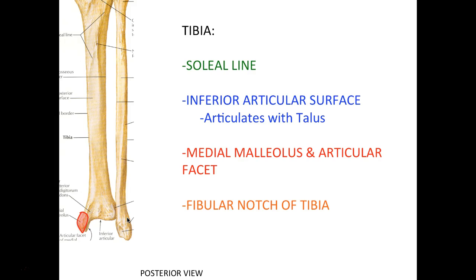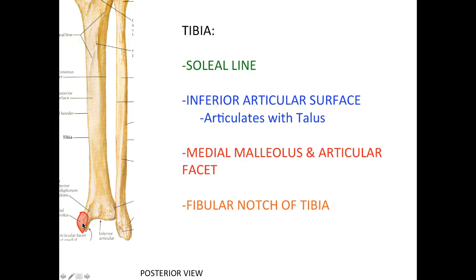And on that medial side, where you feel that bump on the medial side of your ankle joint, you will feel the medial malleolus. And if you feel the other side, the lateral side of your ankle joint, you're feeling the lateral malleolus of the fibula. And notice how this one sits a little bit lower than your medial malleolus.